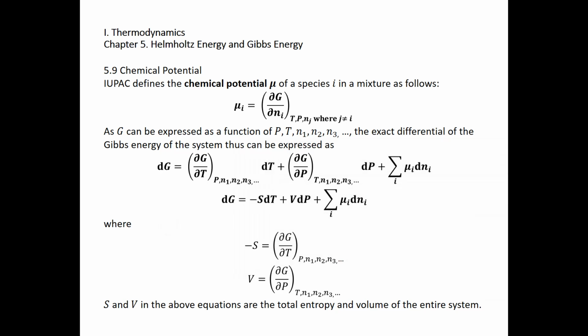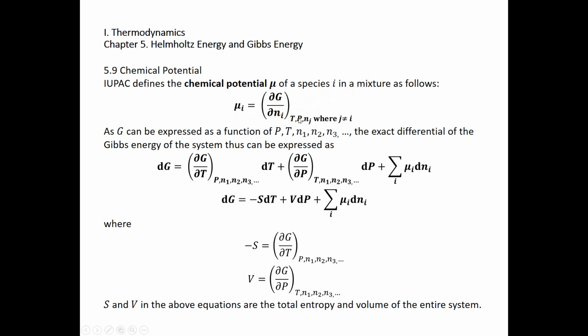In this video, we will define chemical potential in 12 different ways. But first, the most fundamental definition. IUPAC defines the chemical potential mu of a species i in a mixture as follows. Mu sub i is ∂G over ∂n_i.